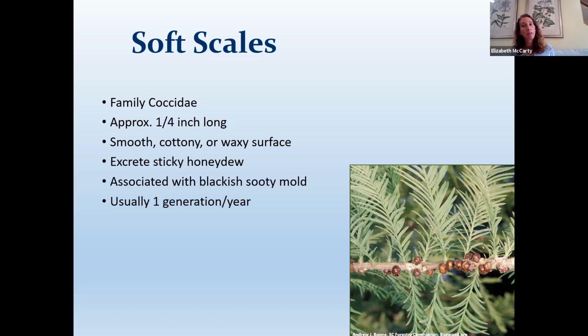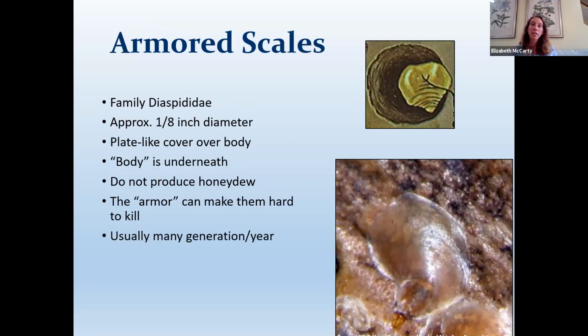So that is nice because there's not multiple generations. More generations means more chance for damage and greater population growth quite often. And then armored scales. These are a little bit more challenging. They're a bit smaller, around an eighth of an inch, but again, that depends on the species. And they have a plate-like body covering that's made from substances they secrete, as well as their dead old cast skins that just kind of enamel up over them as a protective covering, and the body is underneath.